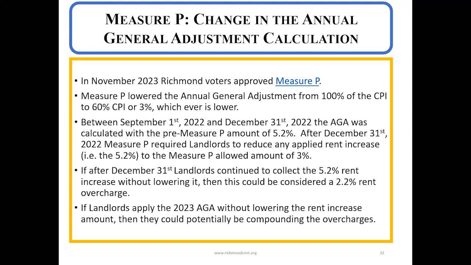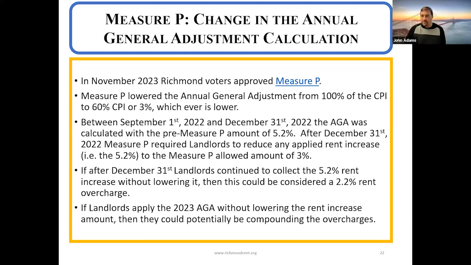Esto quiere decir que después del 1 de septiembre del 2022, el programa de renta calculó un porcentaje de 5.2% para esas calculaciones. This means that between September and December 31st, a 5.2% rent increase for this fiscal year was allowed. Eso quiere decir que entre el 1 de septiembre y el 31 de diciembre del 2022 sí se permitió un incremento de renta de 5.2%.